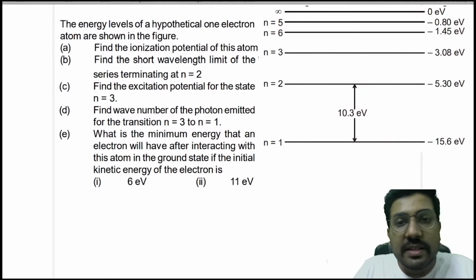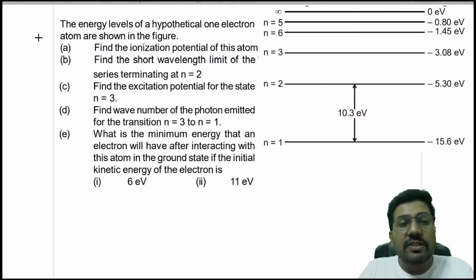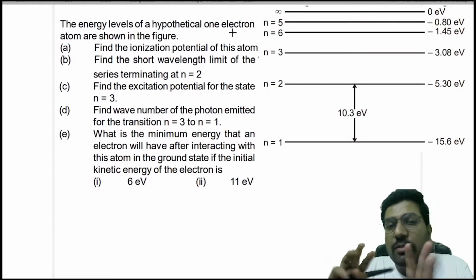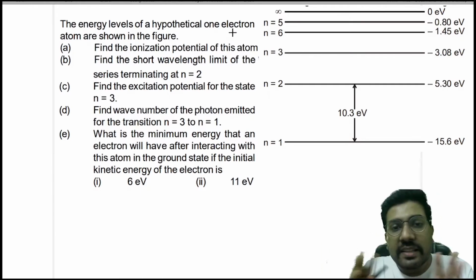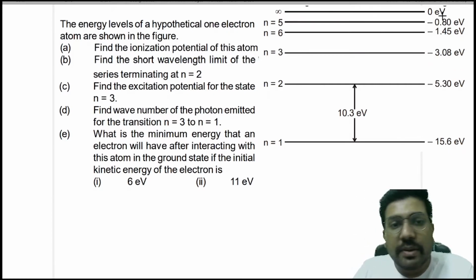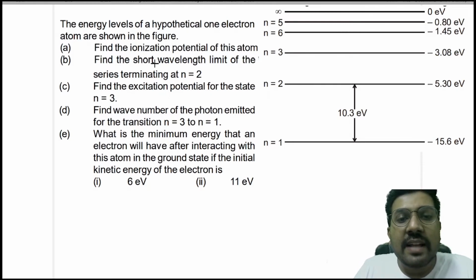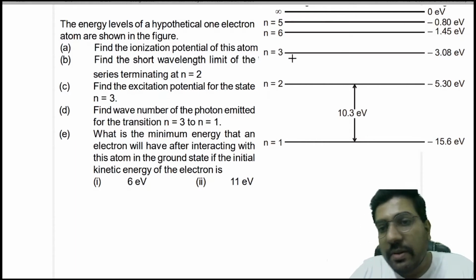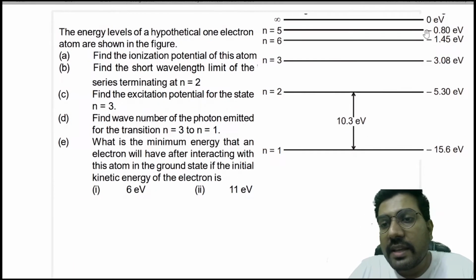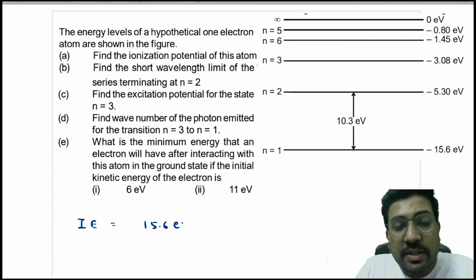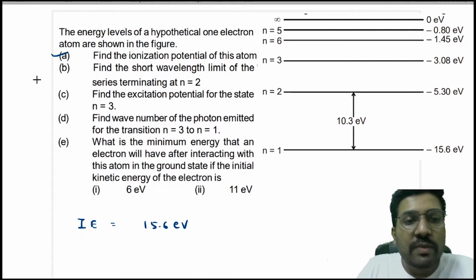Now let us look at this next question. In this question, it is given that the energy levels of a hypothetical 1 electron atom. So this is also a hypothetical atom. Okay, and in this hypothetical atom, they have given you the energy levels of the different states. Then the first thing that they are asking is find the ionization potential. Ionization potential is 1 to infinity. Infinity is still 0. Okay, so if the infinity is still 0, in that case what will you say? You will say that the ionization energy is 15.6 electron volt. So obviously the ionization potential will be 15.6 volt. So the first one was pretty simple.